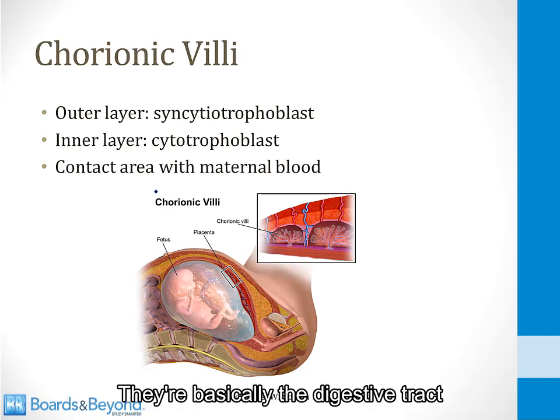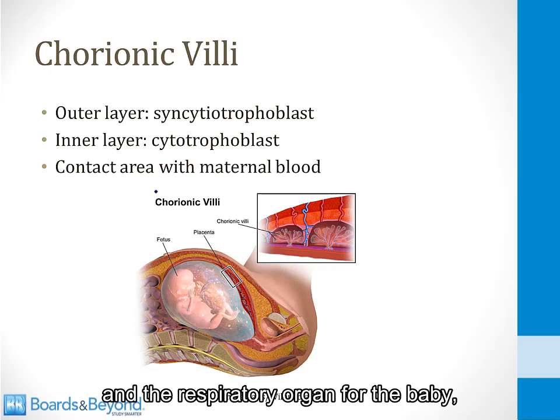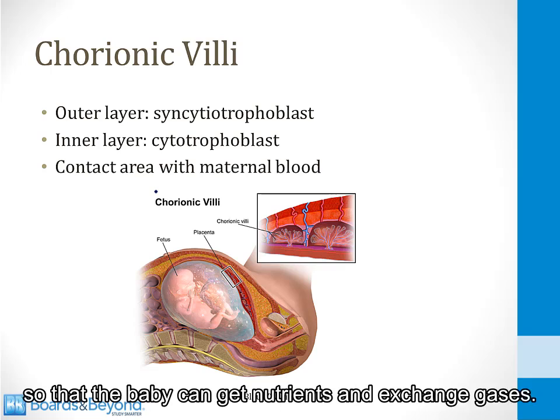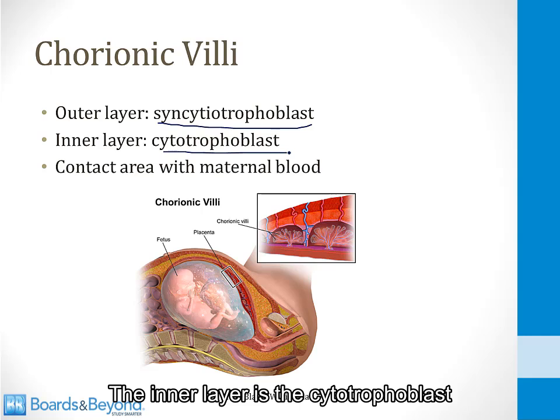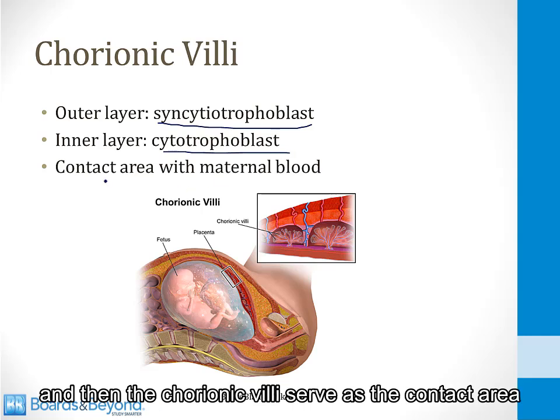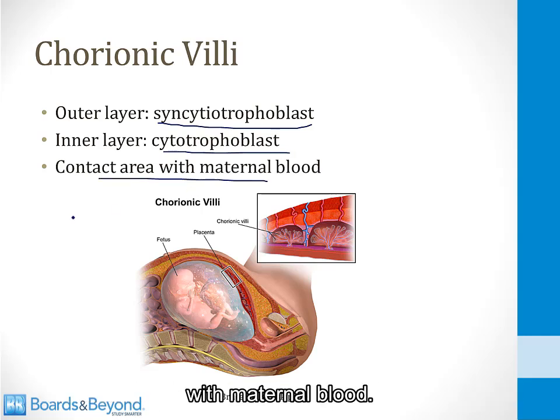They are basically the digestive tract and the respiratory organ for the baby, so that the baby can get nutrients and exchange gases. The outer layer is the syncytiotrophoblast, the inner layer is the cytotrophoblast, and then the chorionic villi serve as the contact area with maternal blood.